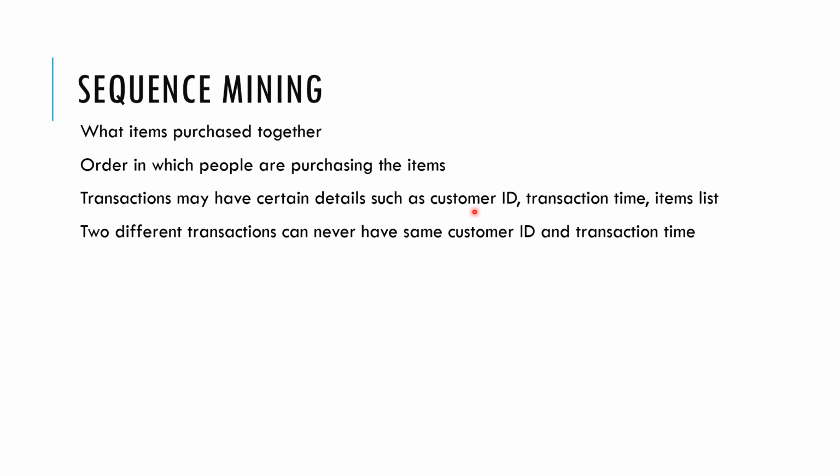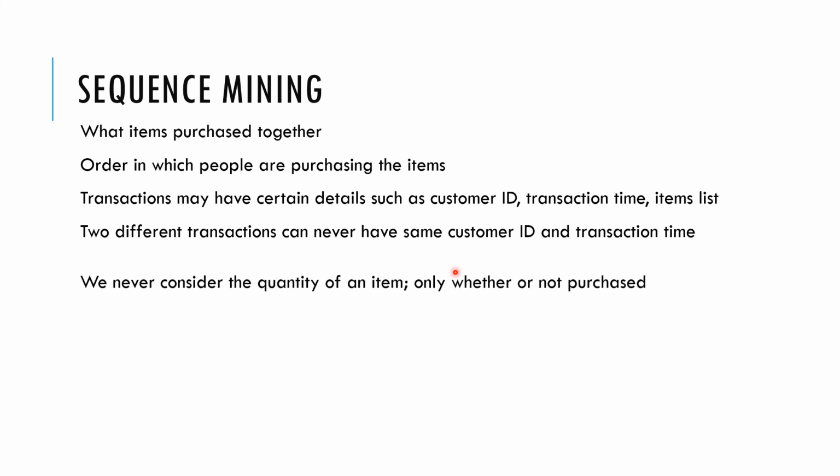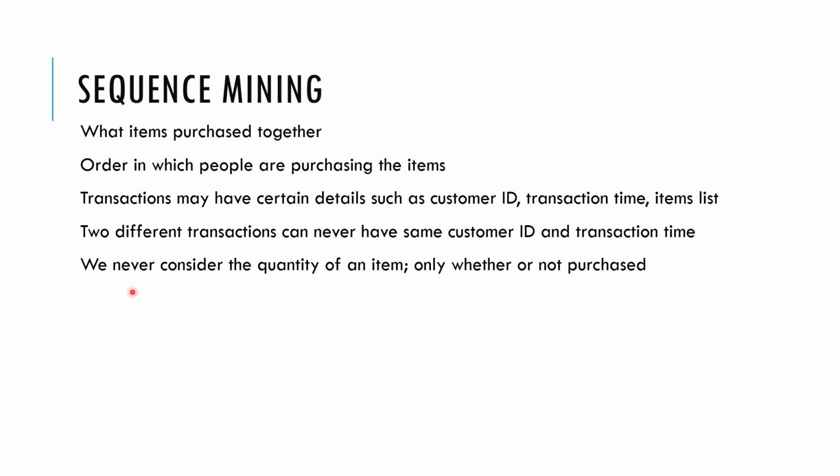So that's why these two details are also important, because if you want to differentiate between transaction 1 and 2, they may have the same item list, but customer ID and transaction time would always be different. Then we never consider the quantity of an item sold in a transaction. What we are more concerned about is whether the item was sold or not, whether these items were purchased or not. How many were sold, we are least bothered about it.